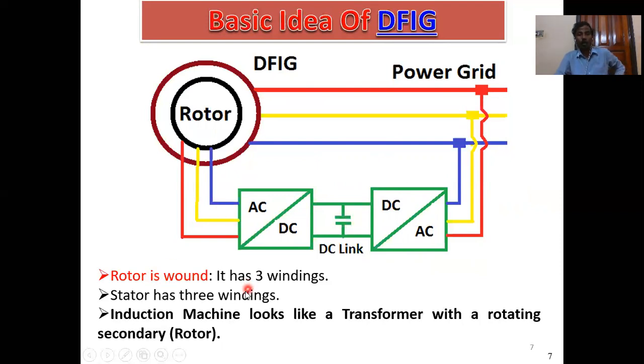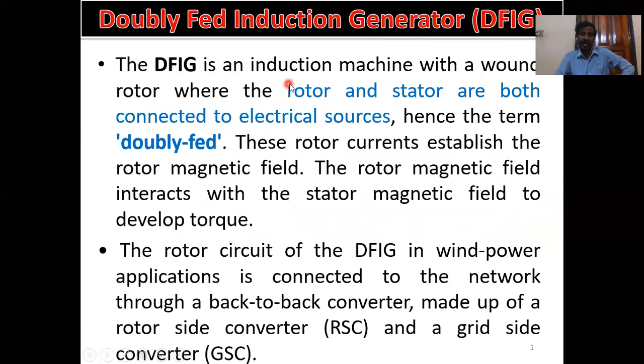The rotor is wound. It has 3 windings. The stator has 3 windings. The induction machine looks like a transformer with a rotating secondary rotor. And what is the basic idea of DFIG? The DFIG is an induction machine with a wound rotor, where the rotor and stator are both connected to an electrical source, hence the term doubly fed. This rotor current establishes the rotor magnetic field. The rotor magnetic field interacts with the stator magnetic field to develop torque.